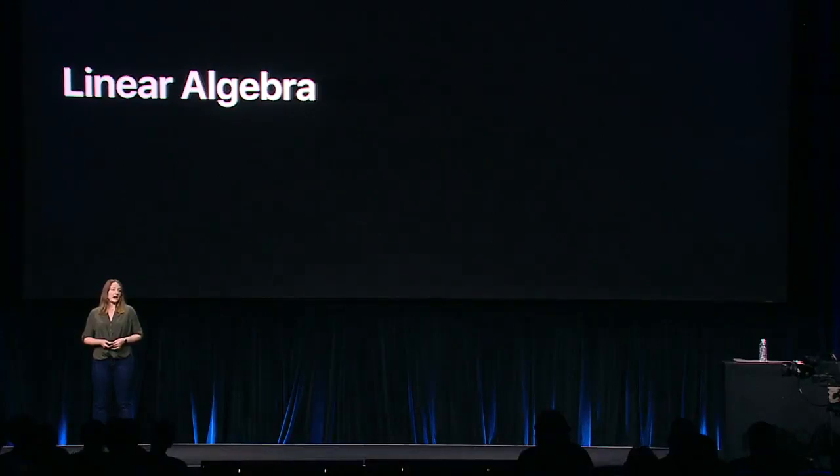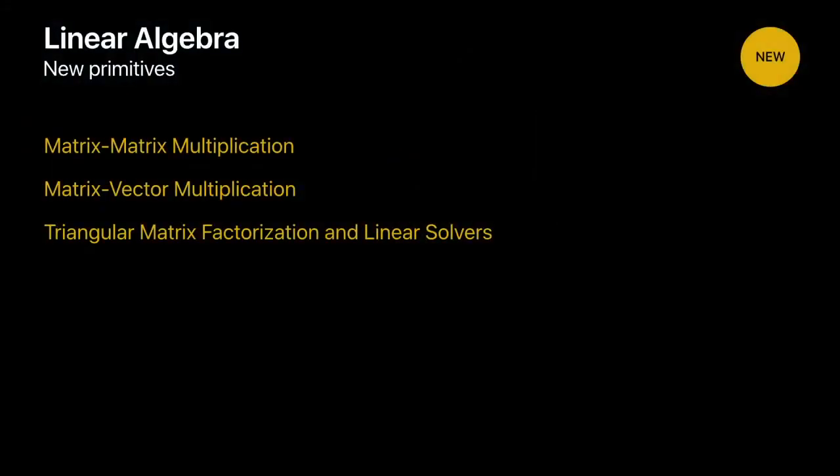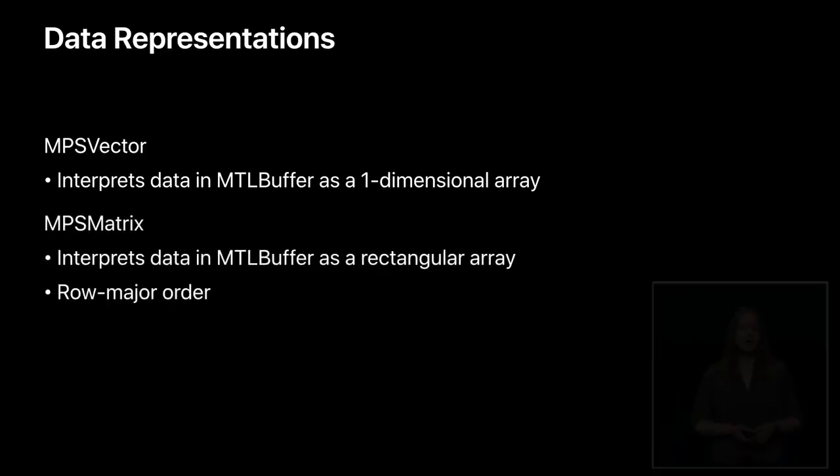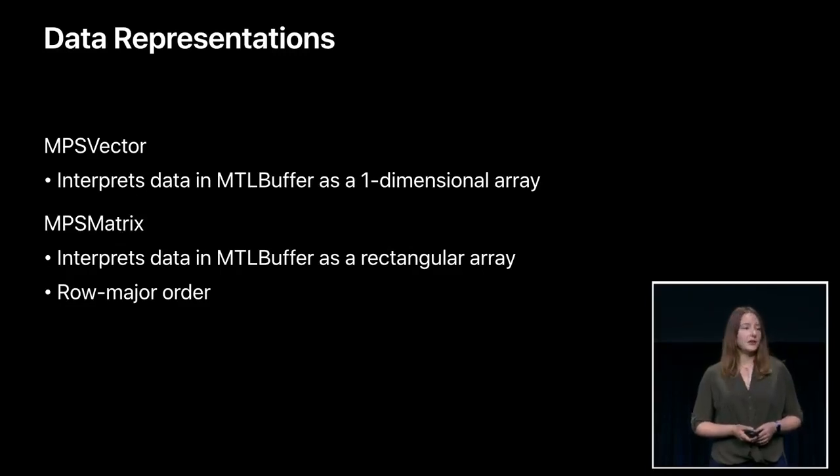And now let's talk about the new linear algebra operations. We now support matrix-matrix multiplication, matrix-vector multiplication, and triangular matrix factorization and linear solvers. To support linear algebra operations, we now have multiple new data representations. First, we have the MPS vector object, which interprets the data in a Metal buffer as a one-dimensional array. And we have an MPS matrix object, which interprets the data in a Metal buffer as a rectangular array. MPS matrices are in row-major order. And you can think of both MPS vectors and MPS matrices as wrappers around user data buffers.